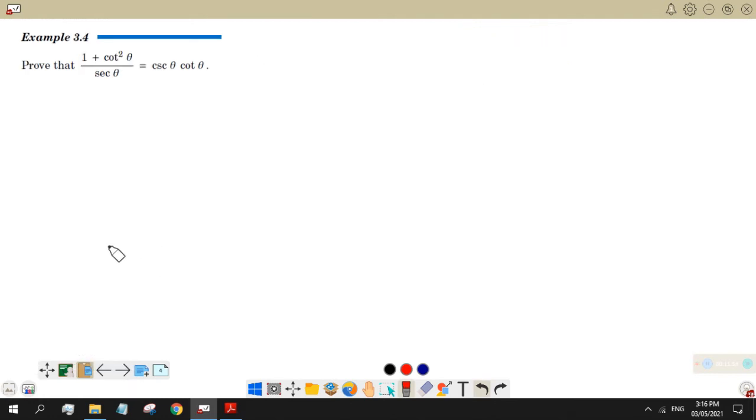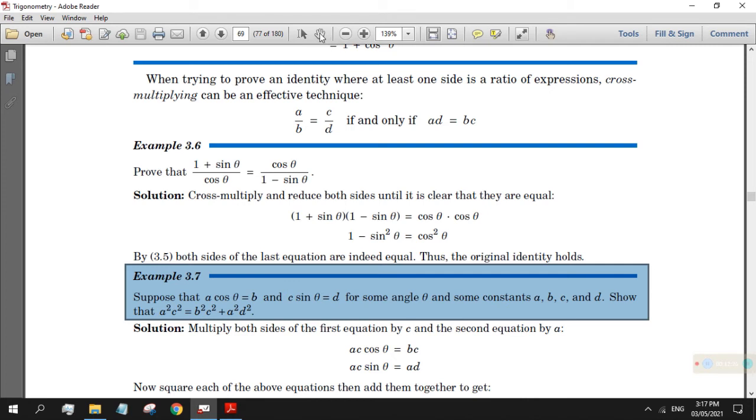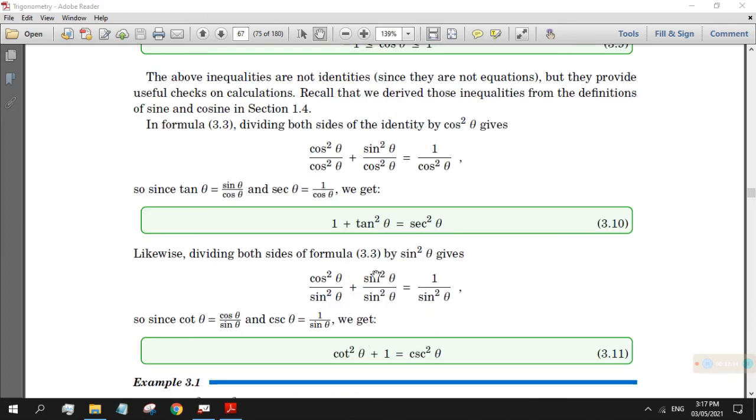Okay, now let's have another one. We have 1 plus cotangent squared theta over secant theta is equal to cosecant theta cotangent theta. Okay. So this time, meron na tayong knowledge about 1 plus cotangent squared theta, right? So that is equal to, hindi ko nababalikan yung dating video. Papakita ko na lang kung saan siya nanggaling. Okay. So, dito siya galing.